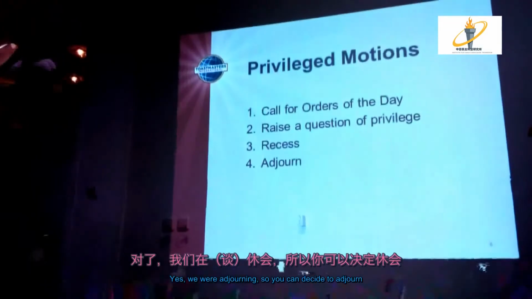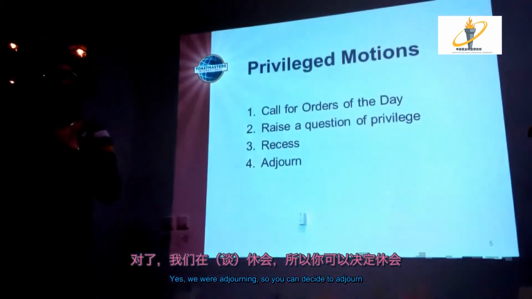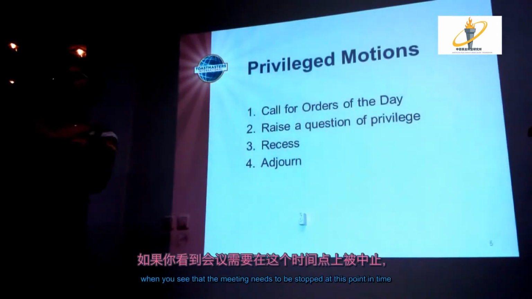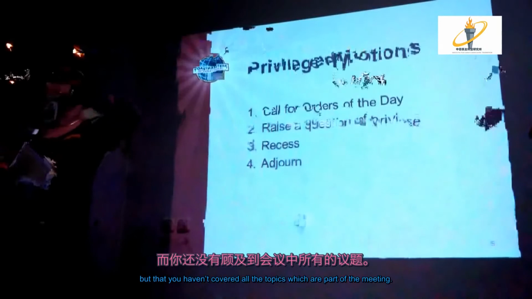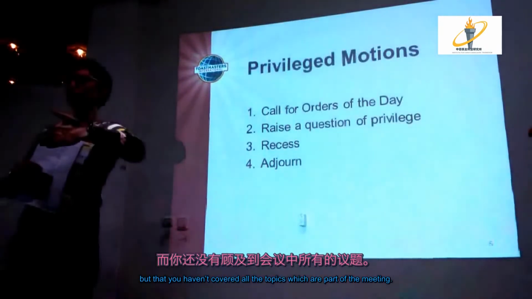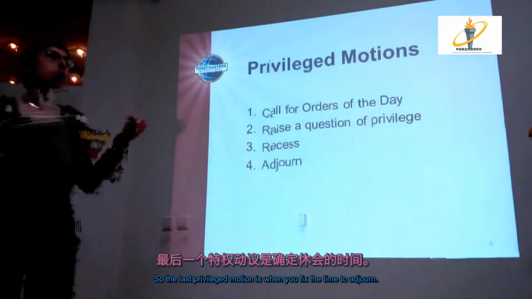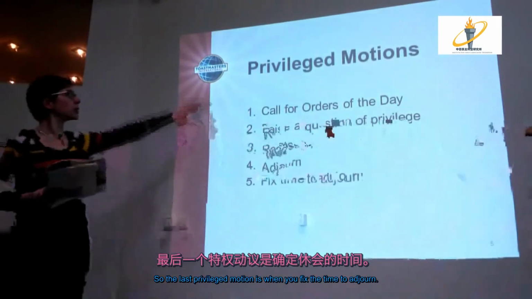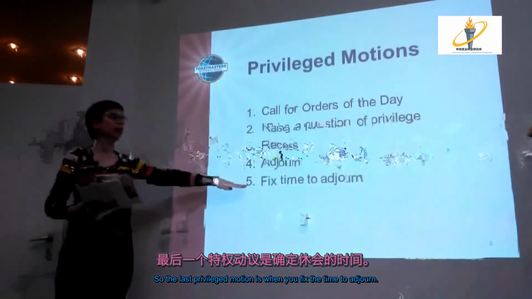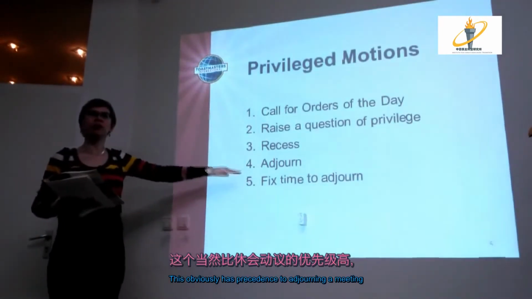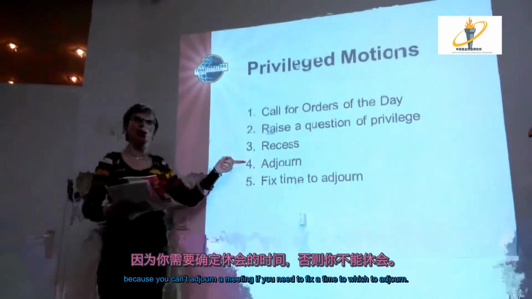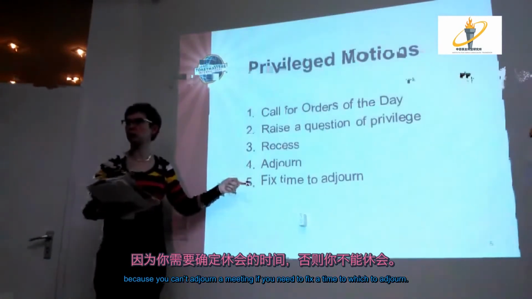Yes, we were adjourning. So you can decide to adjourn when you see that the meeting needs to be stopped at this point in time, but that you haven't covered all the topics which are part of the meeting. So the last privilege motion is when you fix the time to adjourn. This obviously has precedence to adjourning the meeting, because you can't adjourn a meeting if you need to fix a time to which to adjourn.